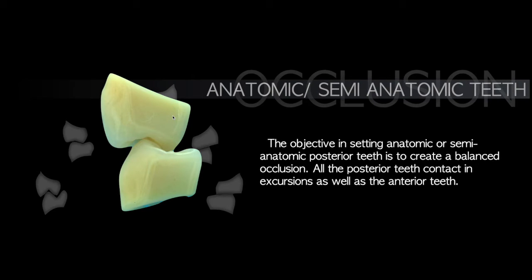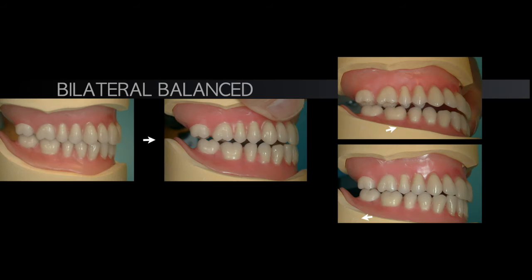The objective in setting anatomic or semi-anatomic posterior teeth is to create balanced occlusion. All posterior teeth contact in excursion as well as anterior teeth. When you look at this picture, this is a sample of full anatomical teeth occlusion showing maxillary and mandibular. And bilateral balanced occlusion should be achieved in this setup, so this is the initial setup of anatomical teeth.